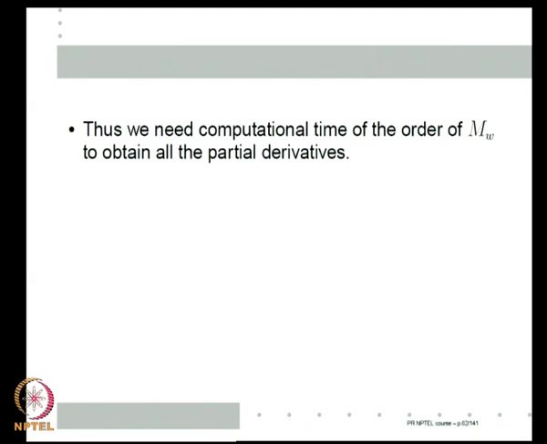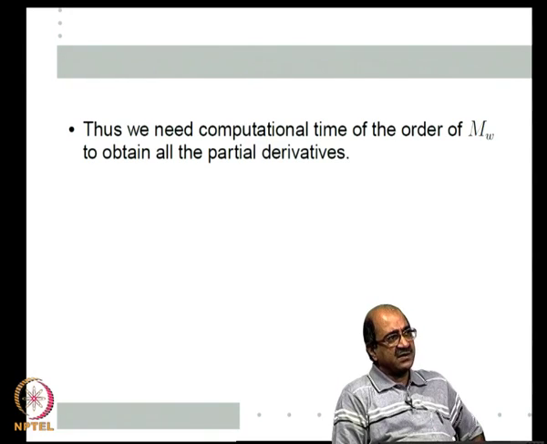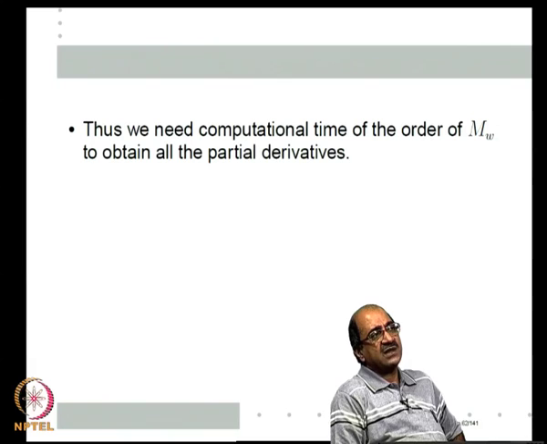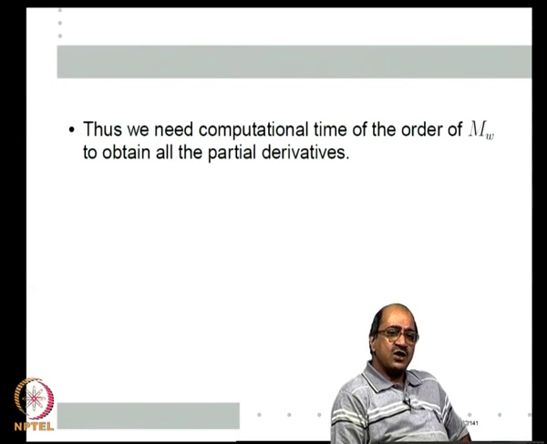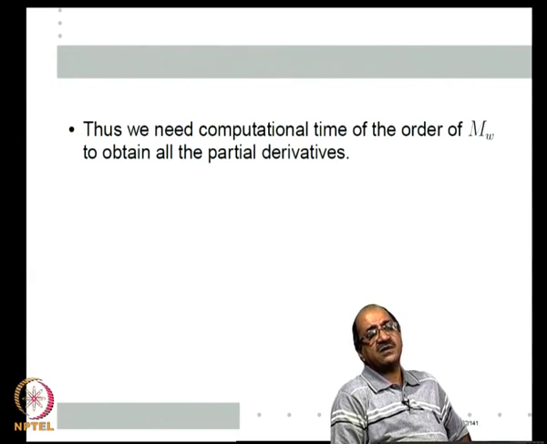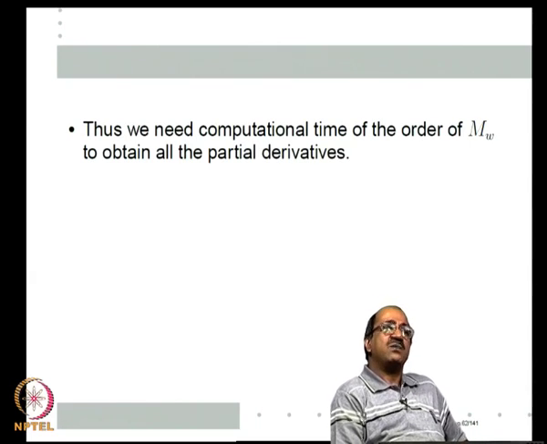We know the forward pass is of the order of MW, the backward pass and the forward pass are about the same computation, and one backward pass gives me all the partial derivatives. So, to get all the partial derivatives with respect to all the MW weights, I need computation only of the order of MW. Right? This is a remarkable efficiency.